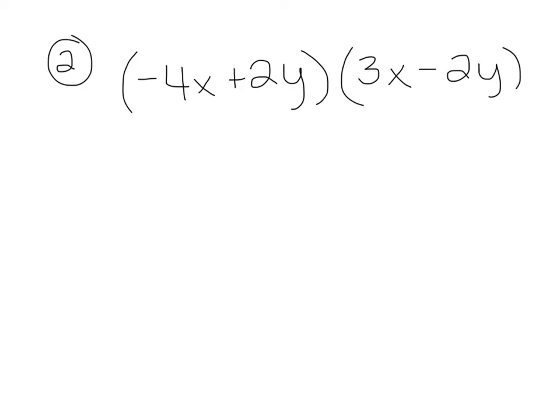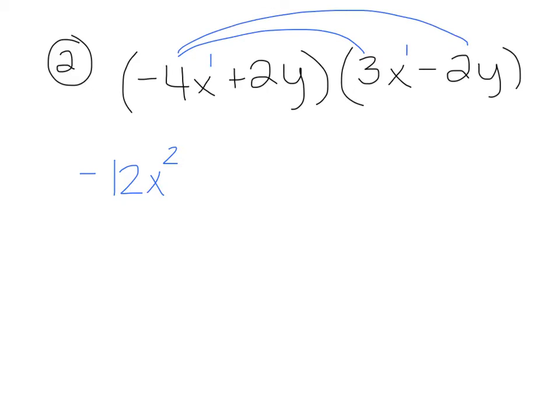Alright, here we have another example. Same idea. We take negative 4x times 3x, and that gives us negative 12x to the second power, because x times x, remember there's a 1 on both of these, is x squared. Then we have negative 4x times negative 2y, which gives you a positive 8xy. You can't add the exponents on those because they're different bases, so you just put them right next to each other.